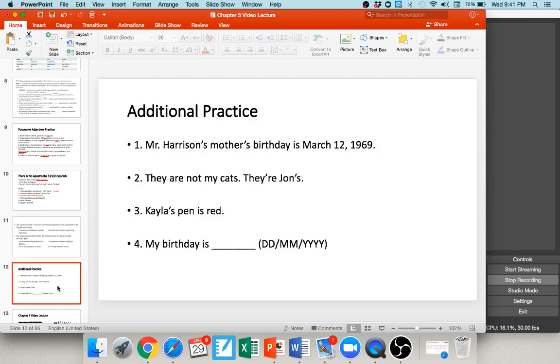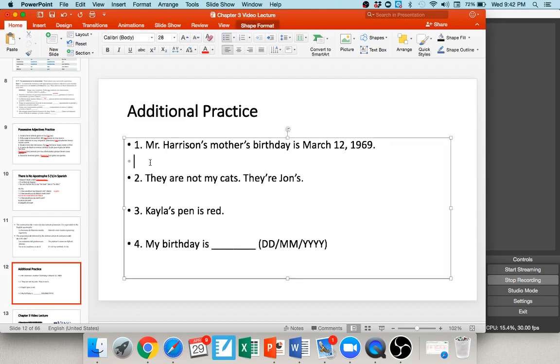Okay, so I want to give you a little more practice with these. And this is going to keep bringing back those things that you've learned, your numbers, your dates. It just keeps putting it all together. Number 1 says that Mr. Harrison's mother's birthday is March 12th, 1969, which is true. Okay, so we're talking about what now exactly? Right, we're talking about a birthday. And this is the birthday of who?